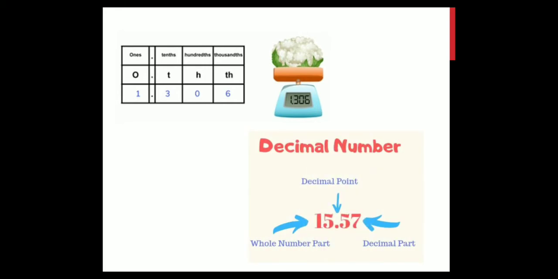Okay, so this diagrammatic representation is to understand the decimal number. That's why the splitting of the number has been shown for you. For example, if I have a decimal number 15.57, this 15 represents the whole number, the dot represents my decimal point, and 57 represents the decimal part. We call it the decimal fraction. So the point separates the whole number and the fraction.